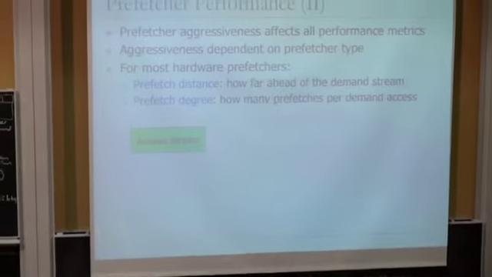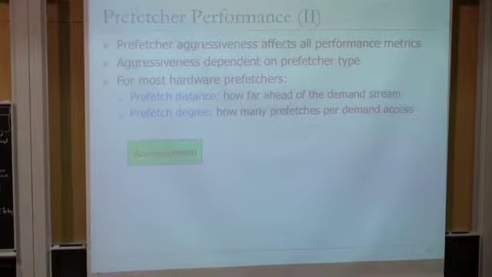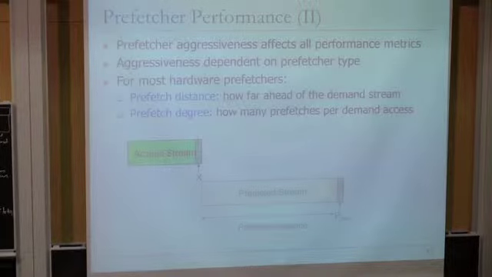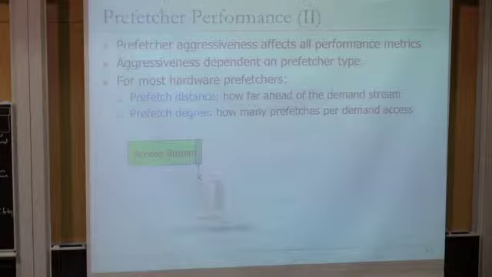Let's look at this pictorial. You have the access stream. The processor accesses cache block address X, and you have a distance. This is the predicted stream, and this is how far the prefetcher can get ahead. This is the maximum prefetch that it can generate. That's the distance. Now this distance could be very conservative. You can go ahead only a little bit.